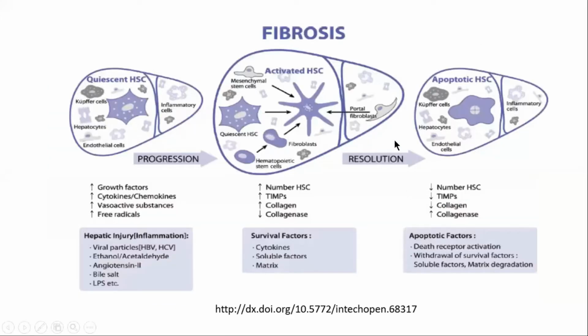This is another simplified photo showing the process of fibrosis. This is showing the quiescent hepatic stellate cell. This is the activated stellate cell showing fibrosis, after hepatic injury or inflammation such as viral particles, ethanol. If apoptosis of the hepatic stellate cell occurs, then there will be no fibrosis. But if the hepatic injury continues, then there will be persistent activation of the hepatic stellate cells, and progressively there will be fibrosis and ultimately cirrhosis.